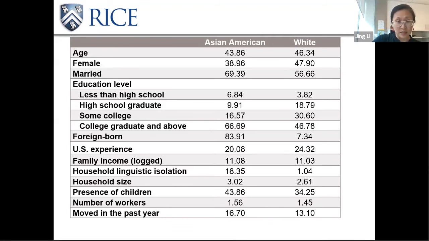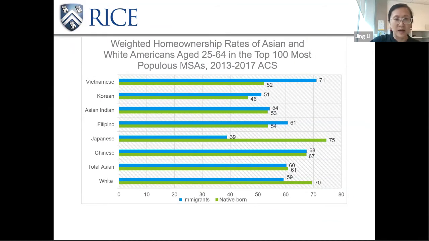So with that in mind, here are the weighted home ownership rates of Asian and white Americans in the top 100 most popular metropolitans, and you can see that white as a reference group is at the bottom, and above that is the total Asian combined together, and the green bars are the native-born, and the blue bars are the immigrants.